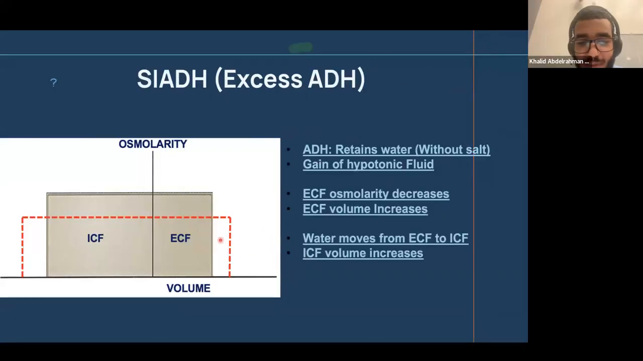And the person who asked earlier why don't we have decreased ECF volume since water is moving from here to here? Do you understand now? Anyways, even though water is moving from the ECF to the ICF because it's hypotonic to hypertonic, we still have an increase in volume. Why? Because the net is the gain of fluid. Whenever there's gain, ECF will increase right away. Whenever there's loss, ECF will decrease. Okay? So this was the last example.